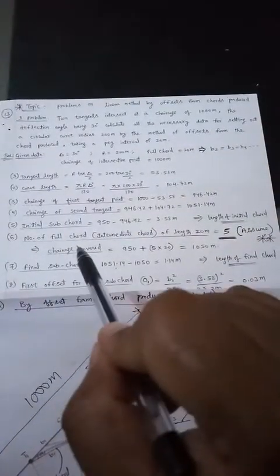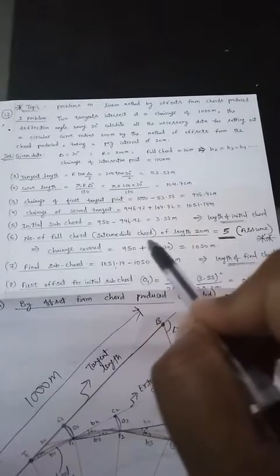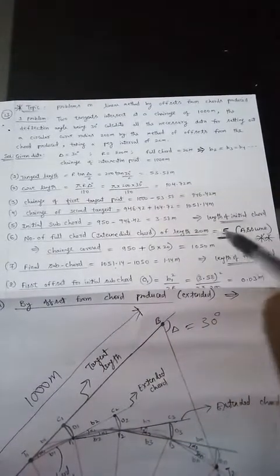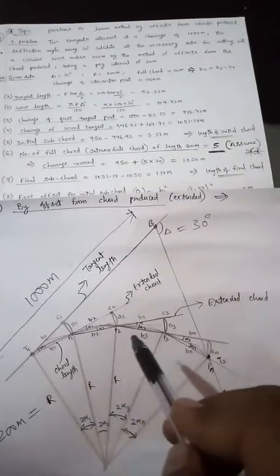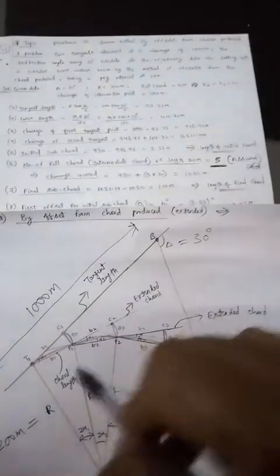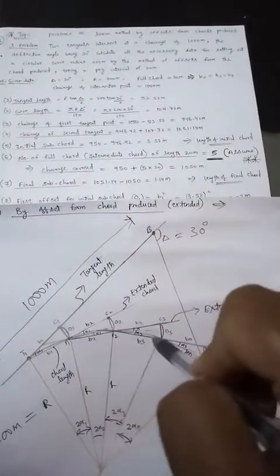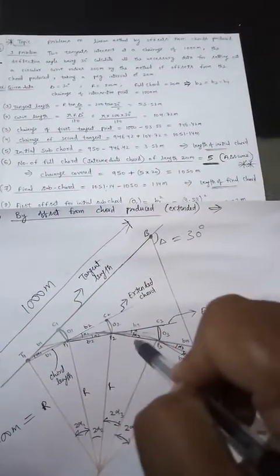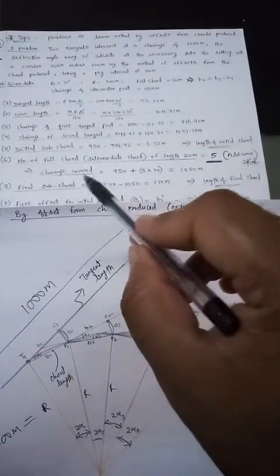Next, the number of full chords or intermediate chords of length equal to 20 meters. We are assuming the number in between. So here, how many normal chords or intermediate chords? It means there are 2, 1, 2. But in this problem we are assuming there are 5 subchords or full chords. Okay, next, chainage covered.